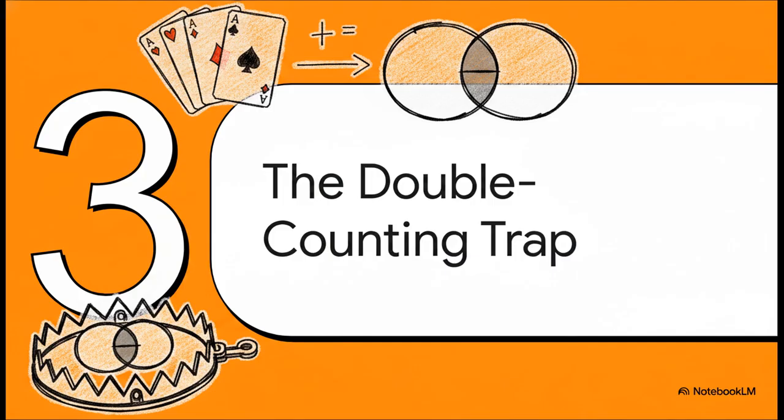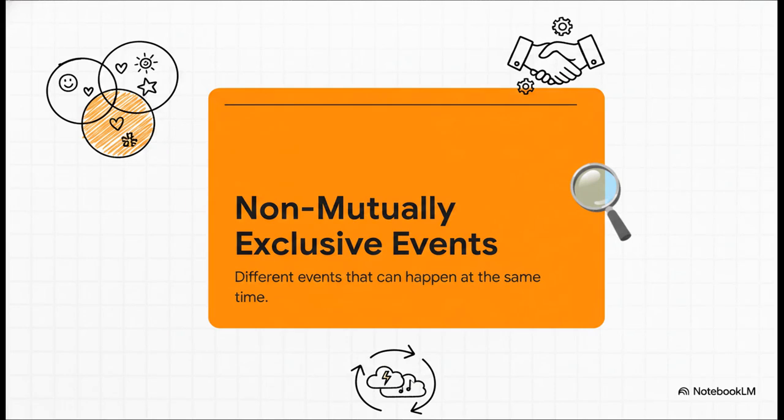Now that we see how easy the math is for separate events, we can finally spot that hidden trap that we fell into at the beginning. And this brings us to the other side of the coin, non-mutually exclusive events. These are the tricky ones.